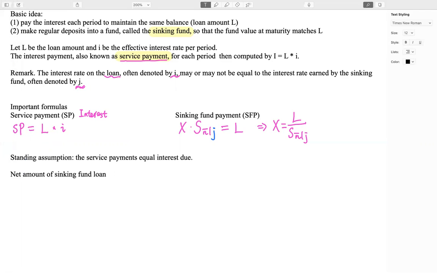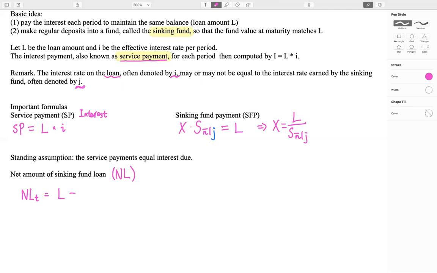How can we derive this? So first, let me write it down. Let's use NL, because I don't want to write net amount of loan each time. N stands for net, L stands for loan. So net amount of sinking fund loan at time t would be equal to L minus SFP. Okay, so SFP is X, okay?